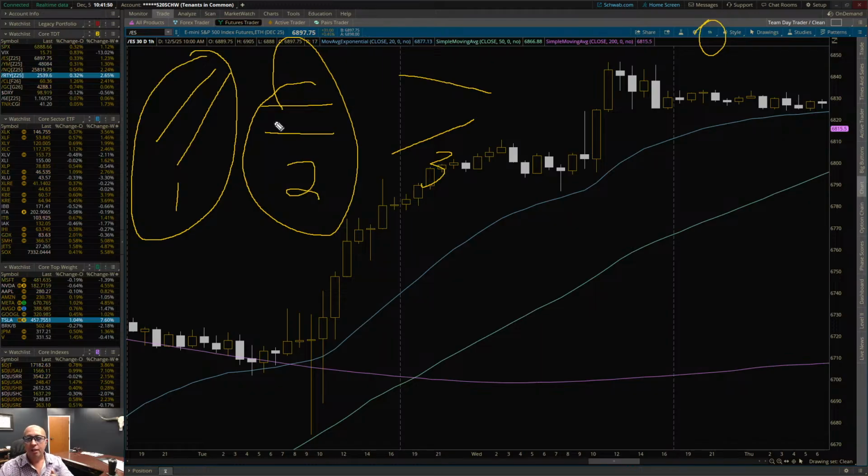So one, I'm coming in and I'm saying today is a trending market, right? So I'm going to only look for trending day trade setups.